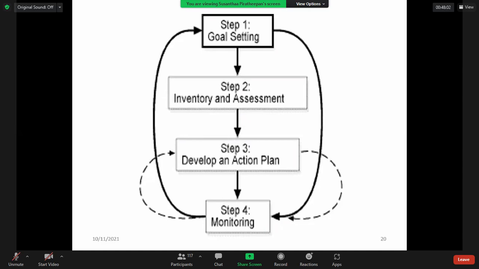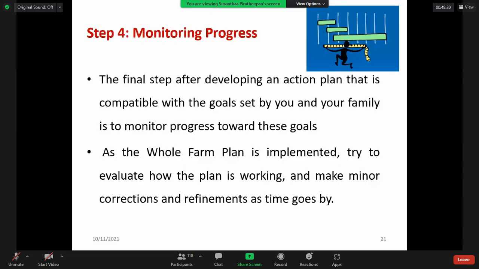Then in the fourth step, if your action plan fits with your goals, then we completely implement those action plans and we are monitoring the system, whether it runs efficiently with our goals. So this is the easy summary chart for the whole farm planning. And the step 4 is the monitoring process. So now we have a good action plan, we have implemented those things, and now we want to monitor them.